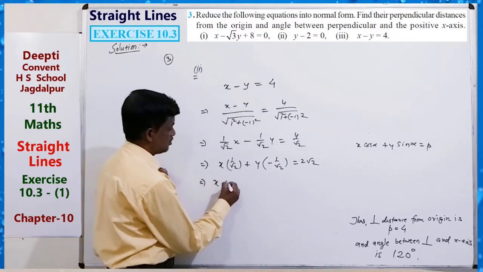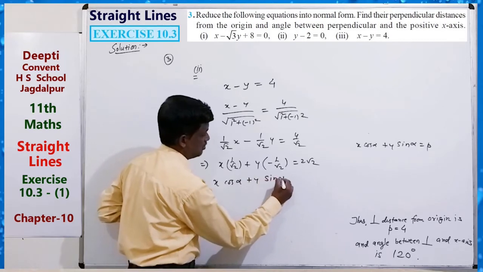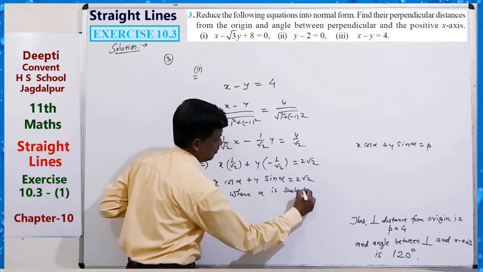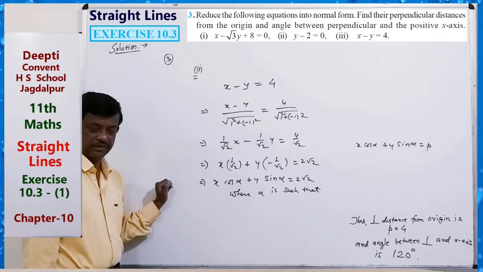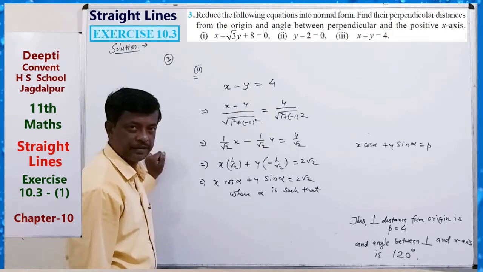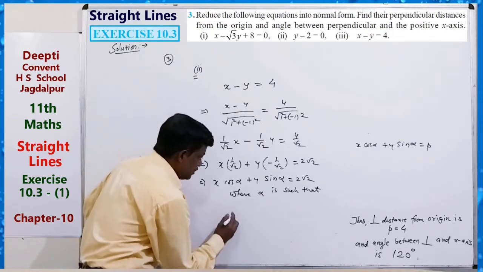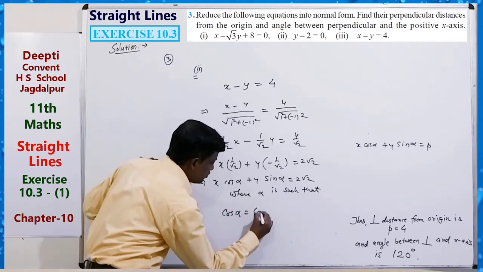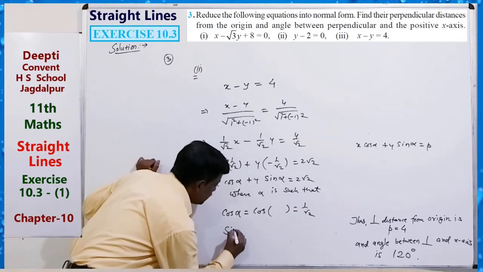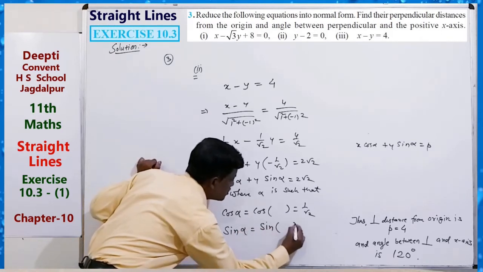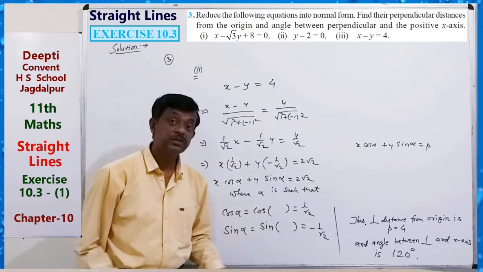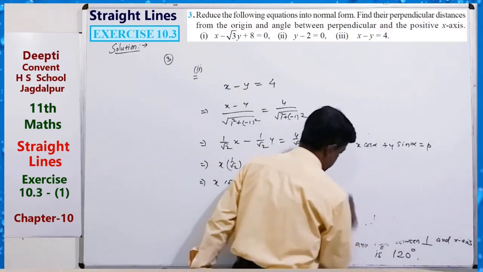Now this is equal to x cos alpha plus y sin alpha equals 2 root 2, where alpha is such that cos alpha equals 1 by root 2 and sin alpha equals minus 1 by root 2. Just here remember that both values should be satisfied. So what will be the value?